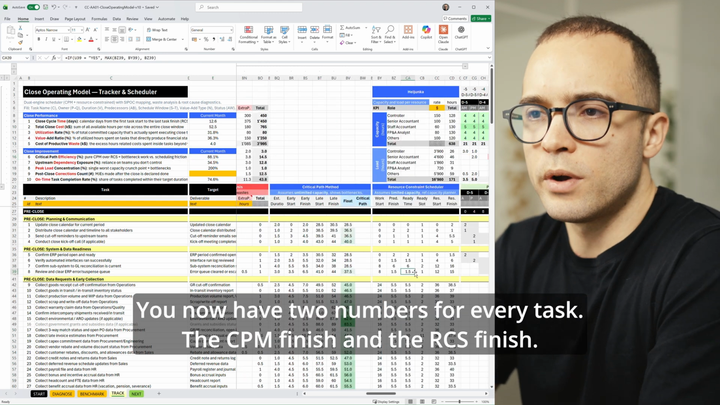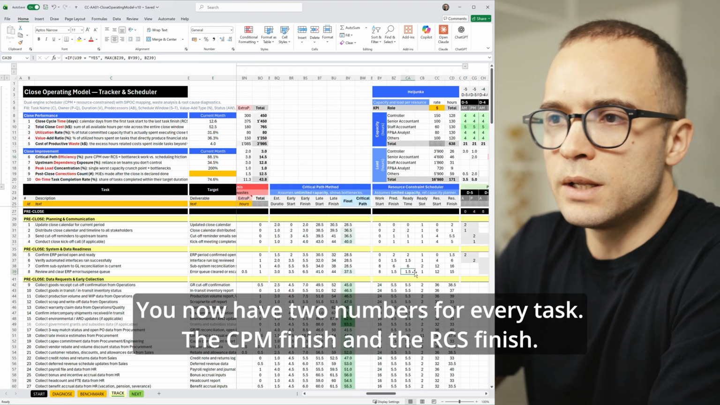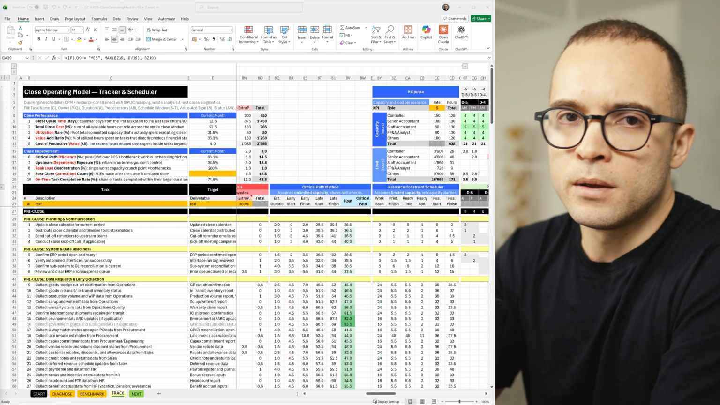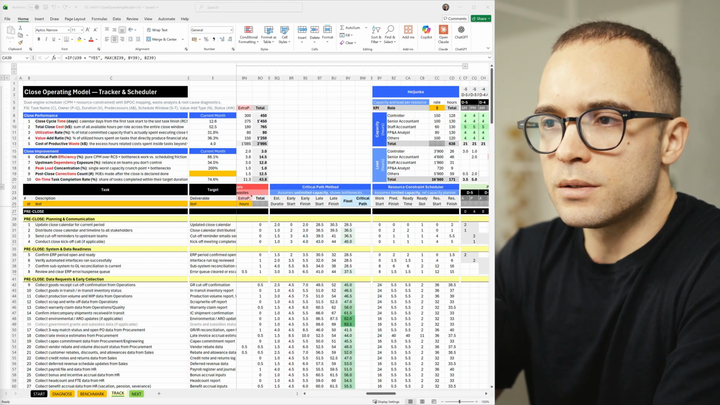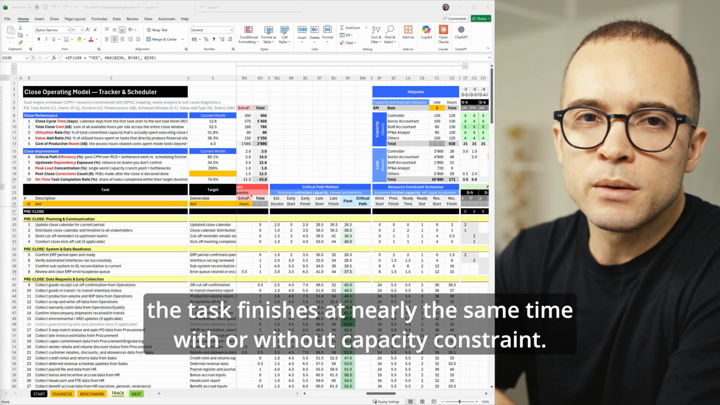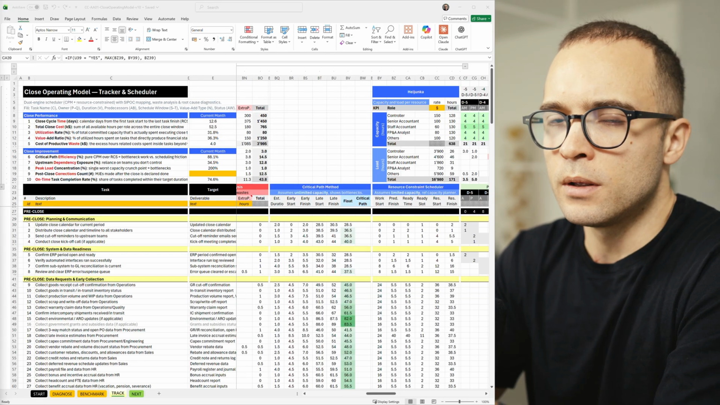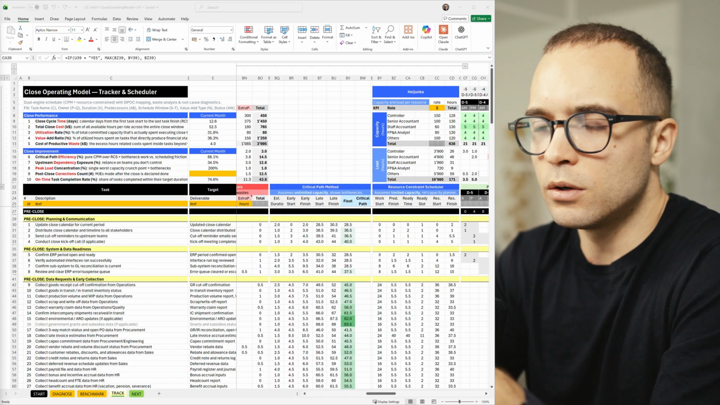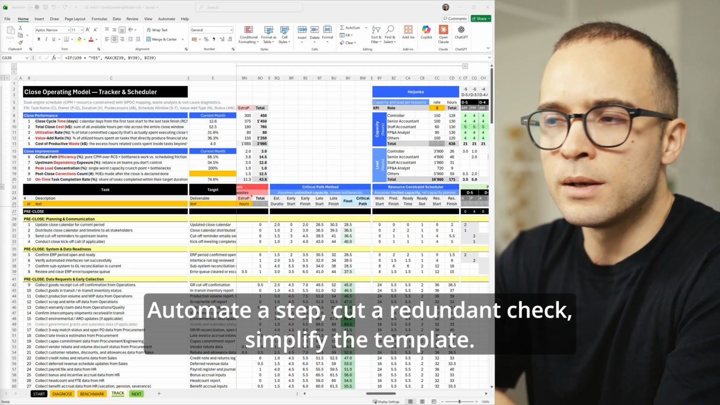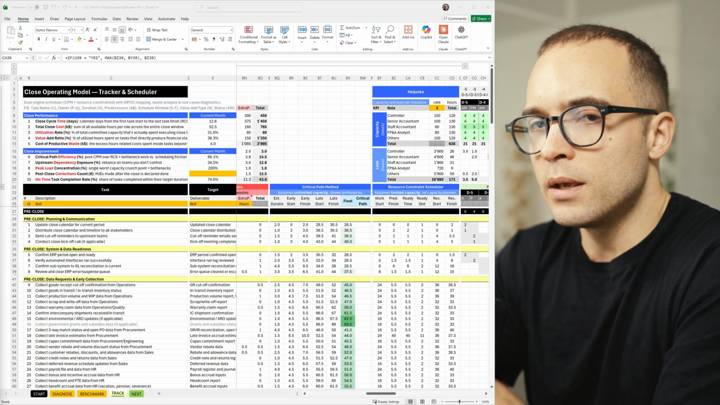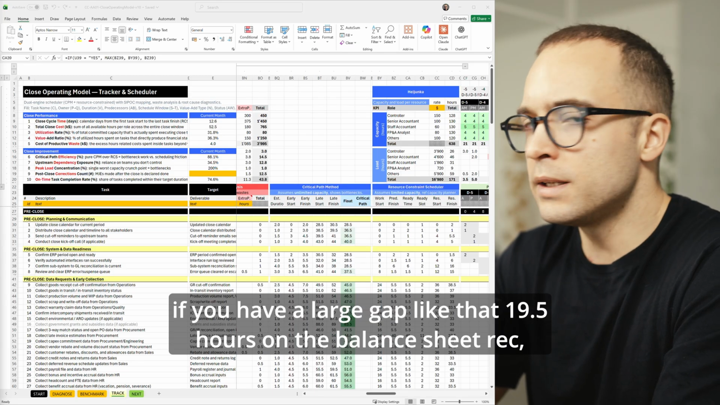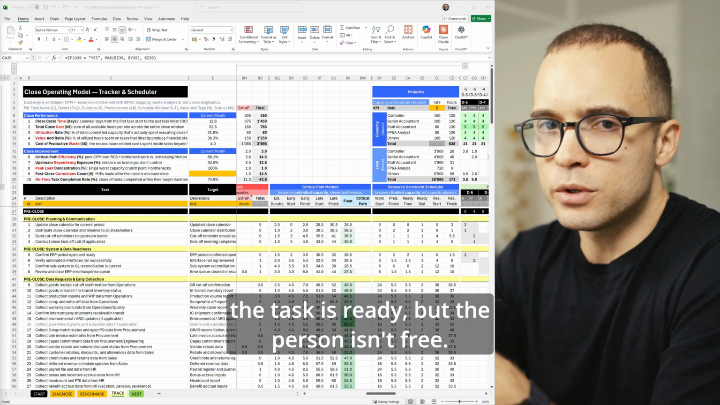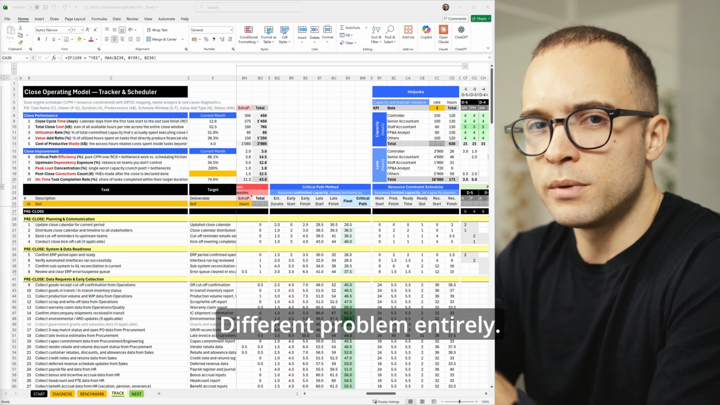You now have two numbers for every task, the CPM finish and the RCS finish. The gap between them is your diagnostic. If you have a small gap, let's say 2 hours, the task finishes at nearly the same time with or without capacity constraint. The bottleneck is the task, so focus on shortening it. Automate a step, cut a redundant check, simplify the template. If you have a large gap, like that 19.5 hours on the balance sheet rec, the task is ready, but the person is not free. Different problem entirely.